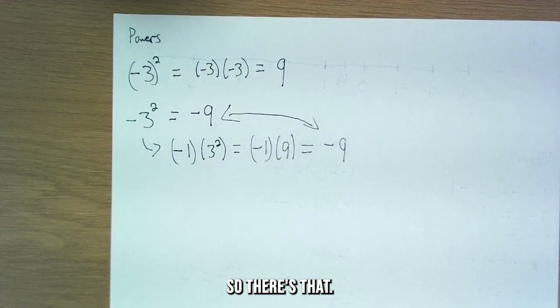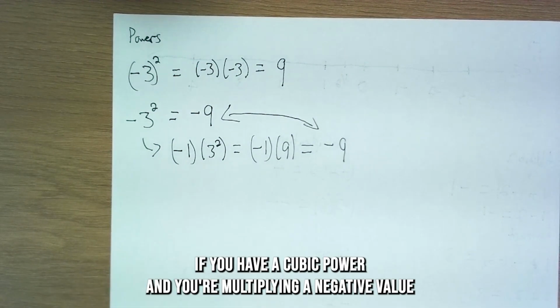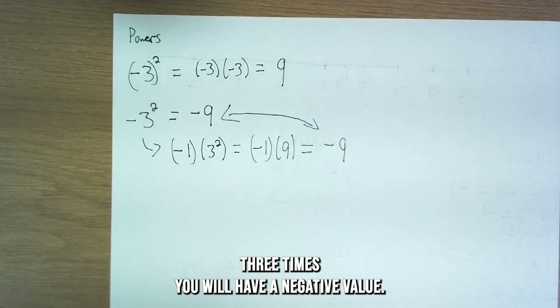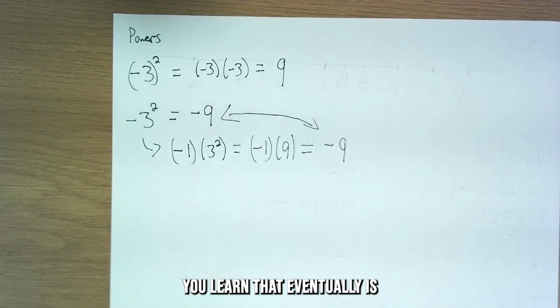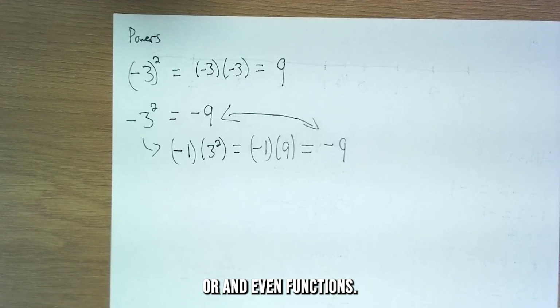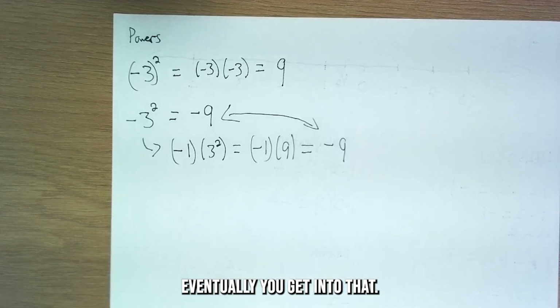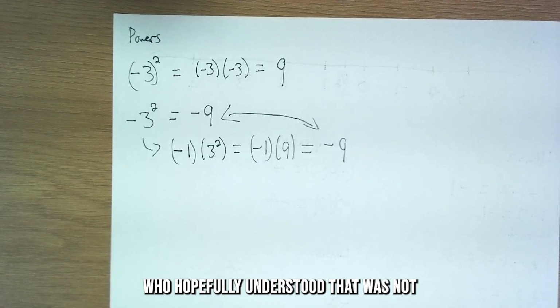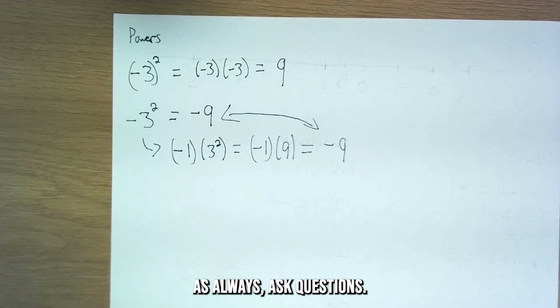So there's that. Likewise, if you have a cubic power and you're multiplying a negative value 3 times, you'll have a negative value. You learn that eventually as odd and even functions. Eventually you get into that. Cool. Hopefully you understood that. But if not, as always, ask questions.